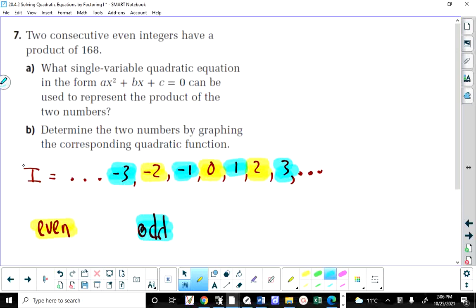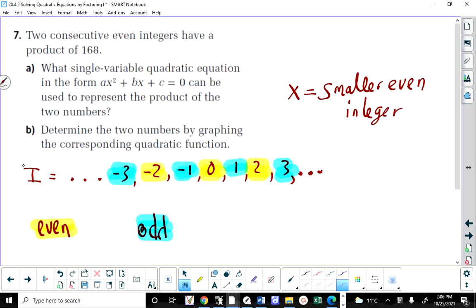So whatever the first even integer is, I'll call x the smaller even integer. The next even integer has to be x plus 2. Let's say the smallest integer is 4. Well, what's the next even one? 6. Well, 4 plus 2 gives you 6. Let's say the smallest even integer is -8. What's the next one? -6. Oh, that's 2 more. So this is going to be the larger even integer.